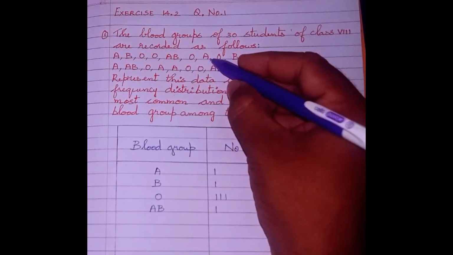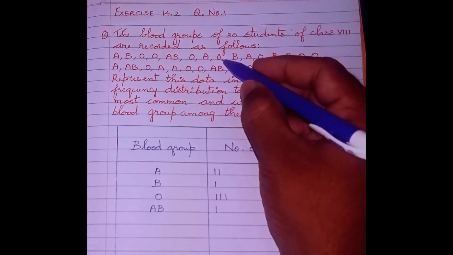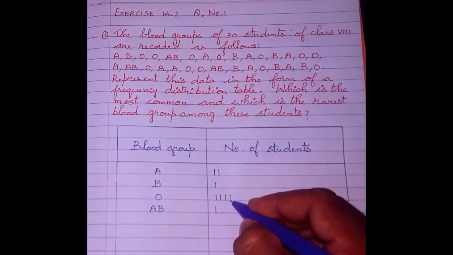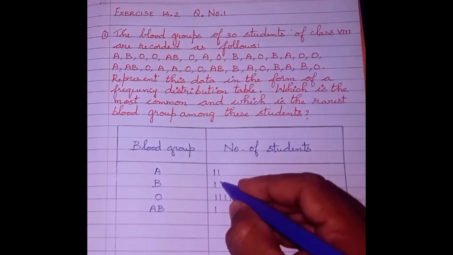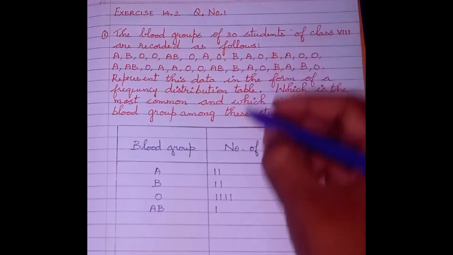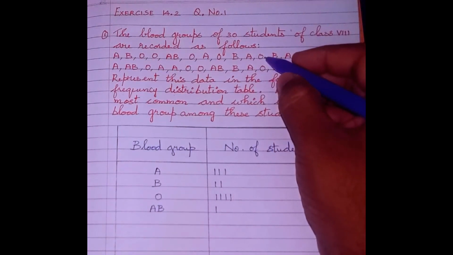Seventh one you can see it is A. Eighth one it is O. Ninth one it is B. 10th one it is A. 11th one it is O.